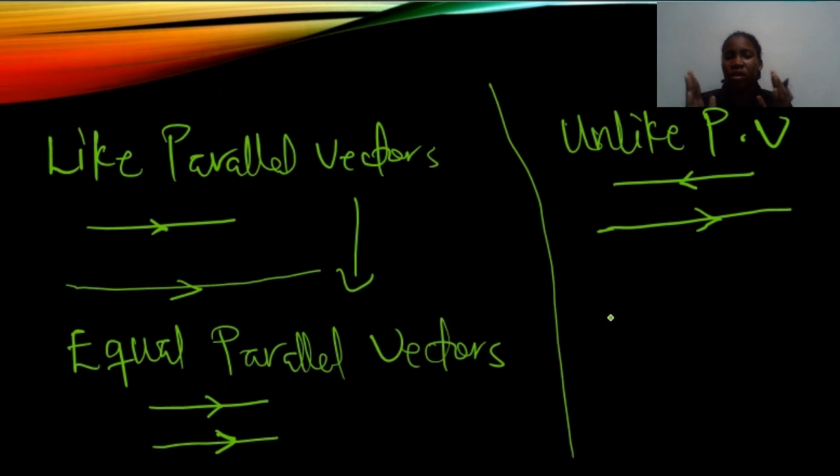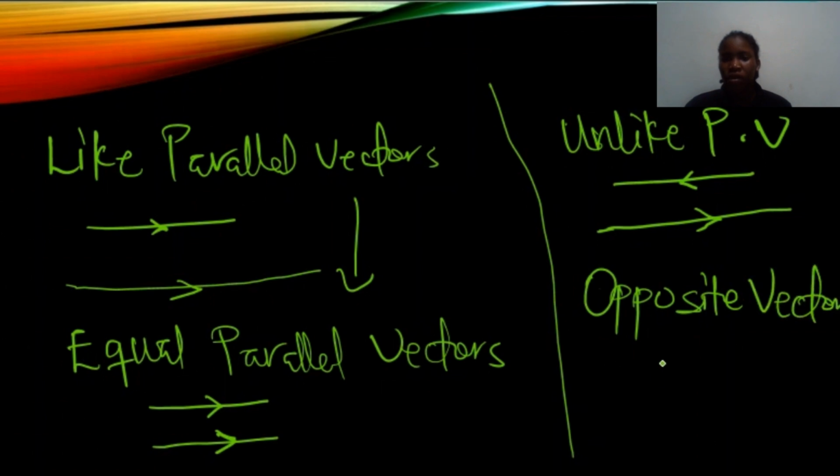When we come to the unlike, we also have unlike parallel vectors that have the same magnitude but different directions. In that case, we call them opposite parallel vectors, or opposite vectors. In this case, you have the same magnitude, but the difference comes in their direction. They are also parallel vectors. So all opposite parallel vectors are unlike parallel vectors, but not all unlike parallel vectors are opposite vectors. That will be it for today.